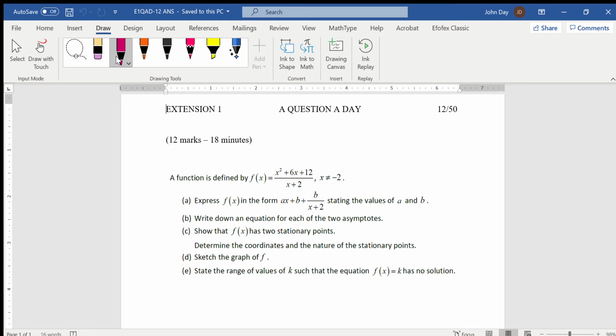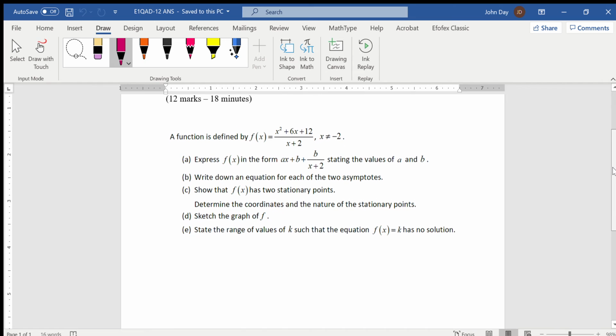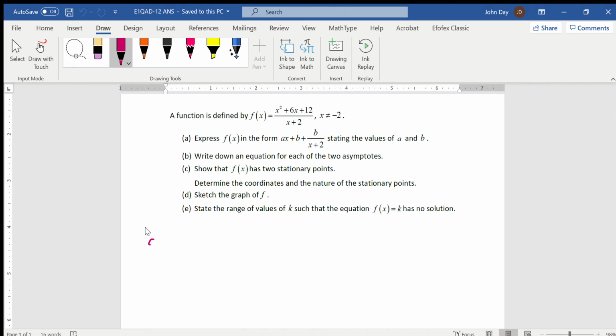Well, it looks to me like the answer to a polynomial division, so I think that's what I'll do. I'll start off with part A. I'll work out how many times x + 2 goes into x² + 6x + 12. So I'm doing that polynomial division.